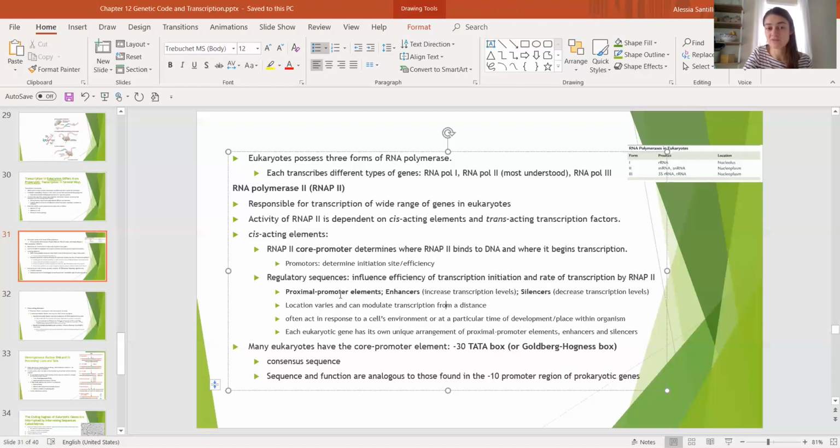And then in addition, we have other elements called proximal promoter elements, which are found right near the promoter. They often act in response to the cell's environment or at a particular time, depending on, like, the development. So at a critical stage of the development of an organism, they have to express certain genes. Those genes are going to be regulated with the use of enhancers and silencers. So their transcription and therefore their expression is going to be activated or deactivated depending on the enhancers and the silencers. Each eukaryotic gene has its own unique arrangement of proximal promoter elements, enhancers, and silencers.